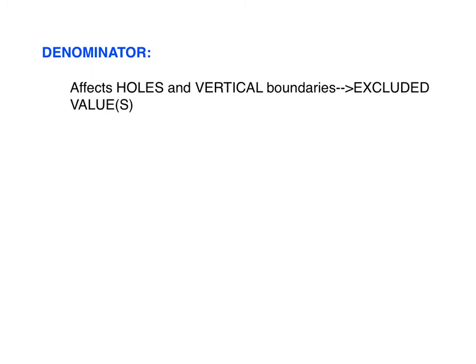To sum it up, the important part is that the denominator is going to have great importance in identifying your vertical boundary. Those are always going to be your excluded values, which are the same excluded values we've been finding earlier in this unit.